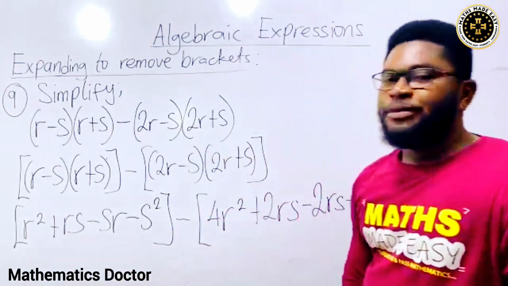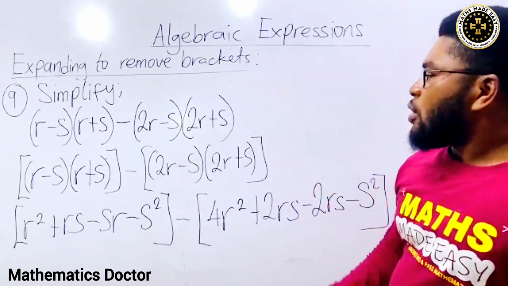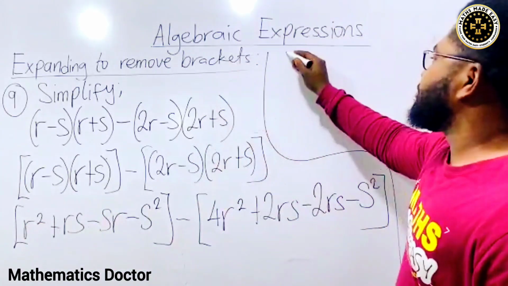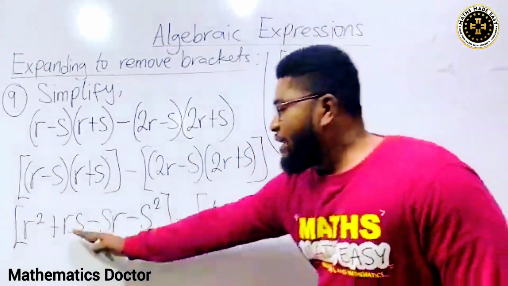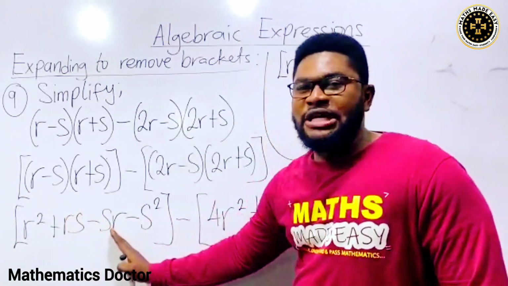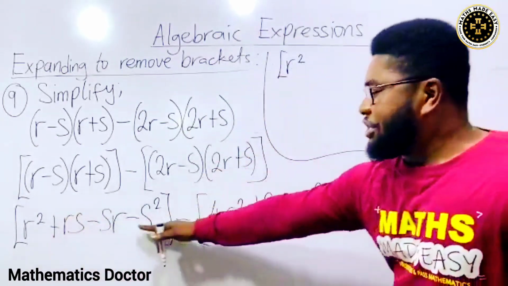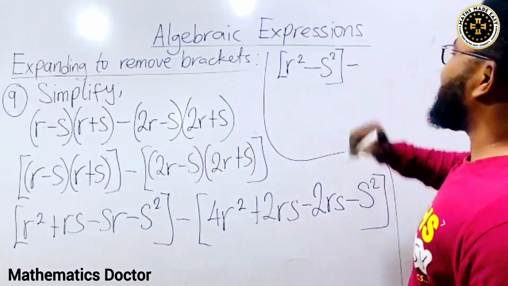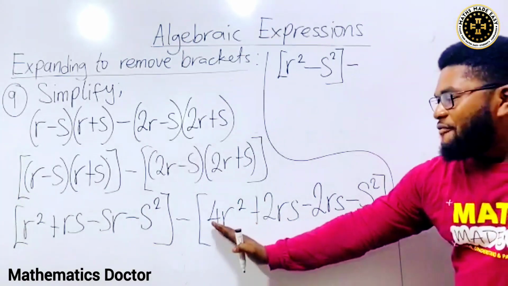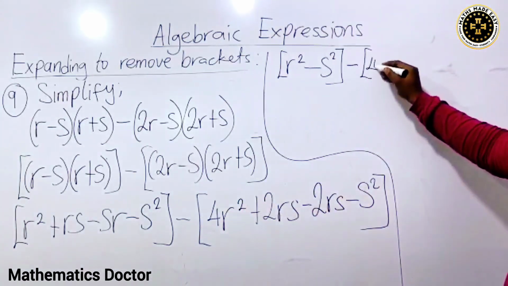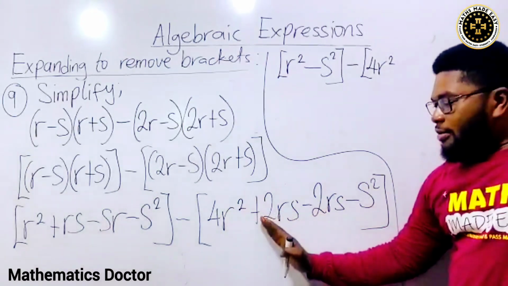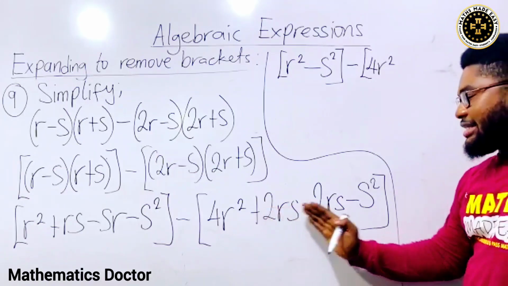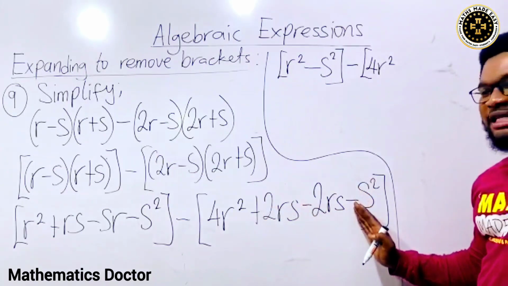Now let's simplify in the first bracket. Let me continue here. I am going to get r squared. Then rs minus rs gives me 0, so it will cancel out. So then I'll jump straight to minus s squared in the first bracket. Then in the second bracket, I have 4r squared. The positive of 2rs minus 2rs gives me 0. That is, it cancels out. So I'll jump straight to minus s squared.